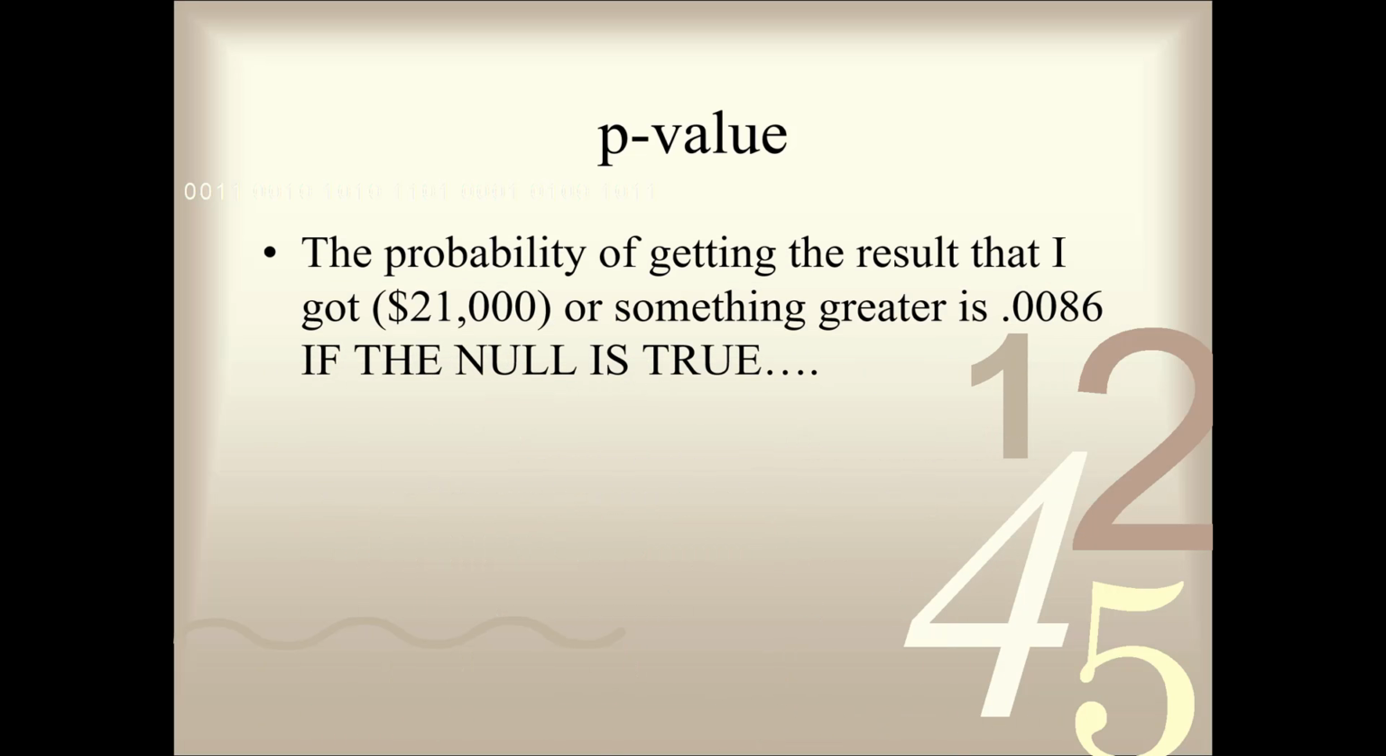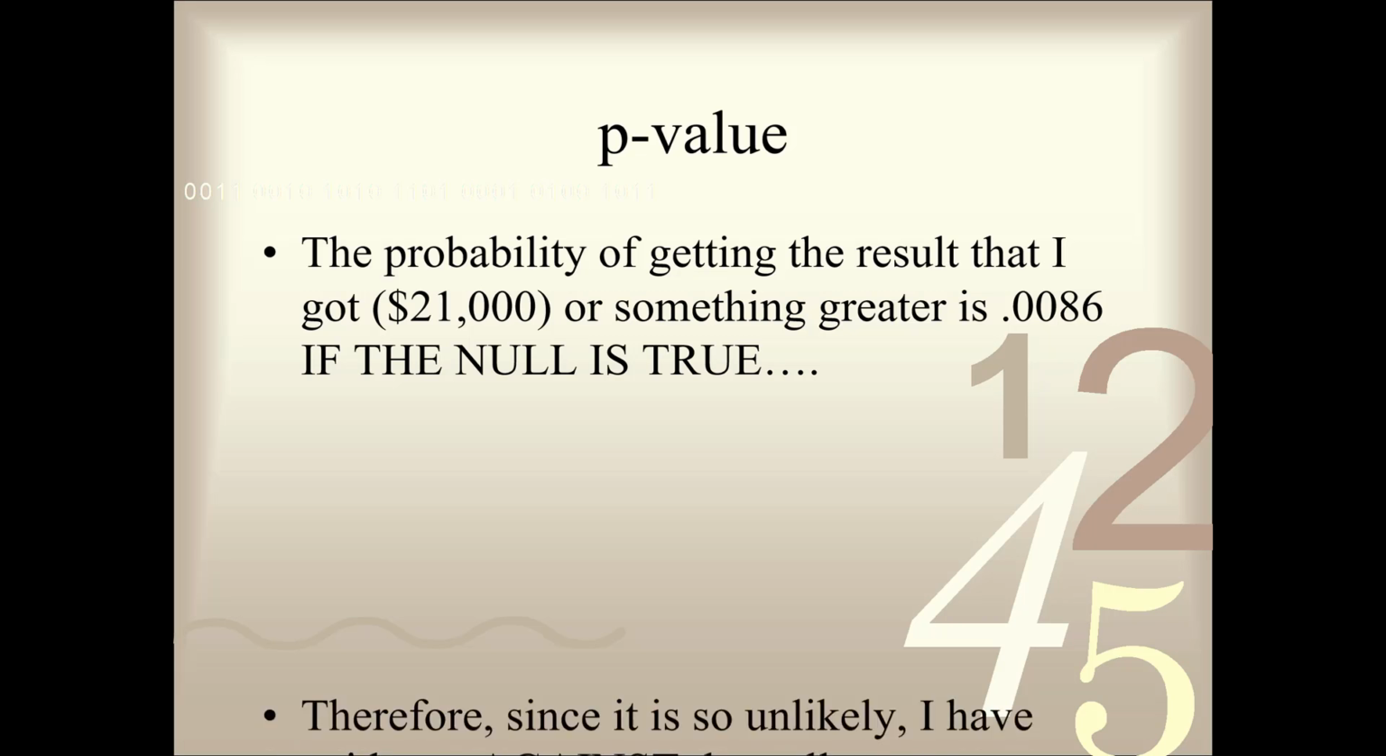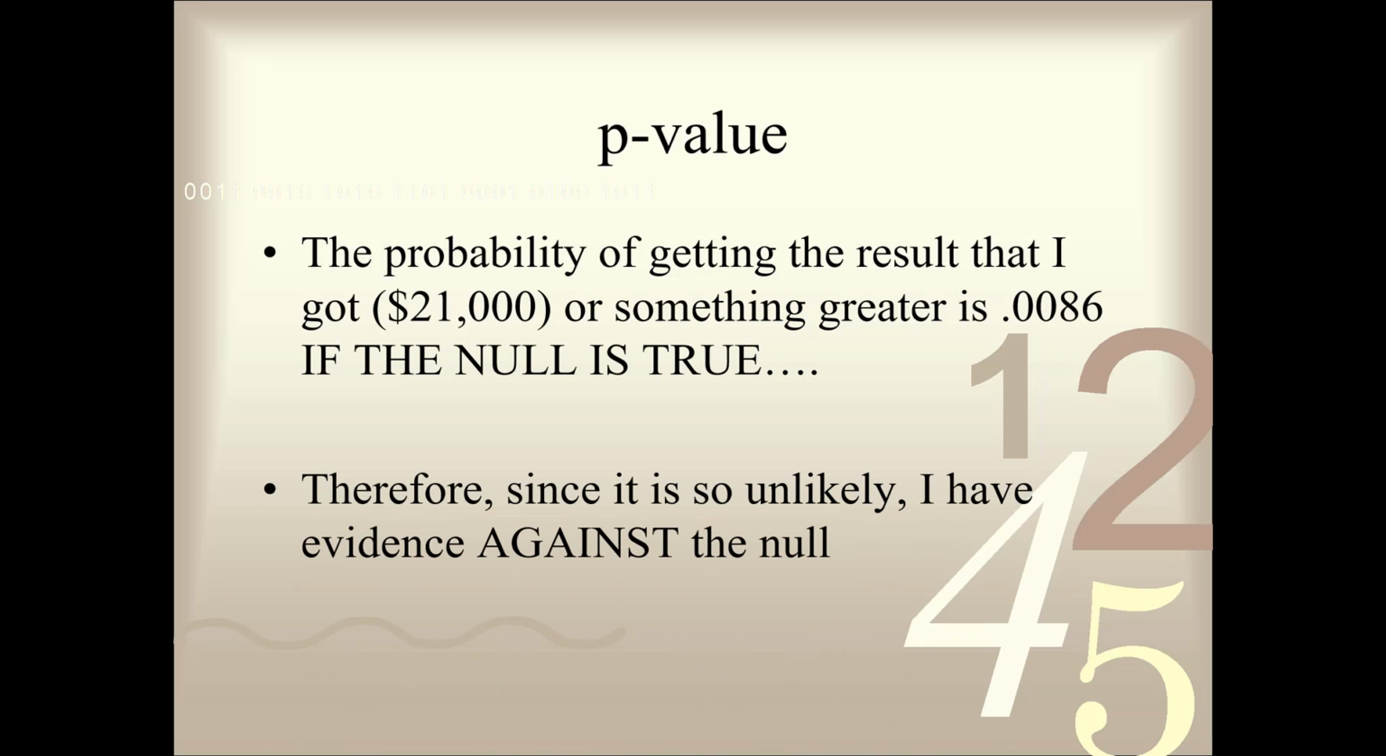Okay, so here again is what the p-value is. It's the probability of getting the result that I got, so that 21,000 from the 36 stores, or something greater, since this was a greater than problem, is 0.0086 if the null is true. So the reason why I'm rejecting the null is there was such a low probability of that occurring if the null is true, so the null must not be true. Okay, so therefore, since it's so unlikely, I have evidence against the null.